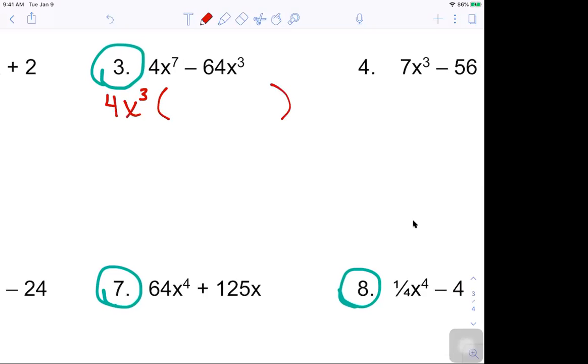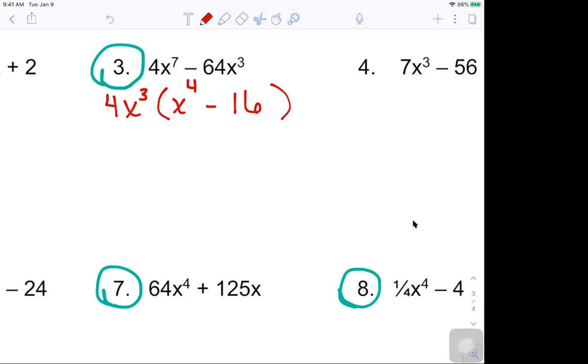You get x to the fourth minus 16. Yeah, that's perfect. Right? Yep, that's right. Nice. So a GCF would be the first step to factor this. And then after you take that GCF out, now we have x to the fourth minus 16. So now we have to continue to factor it.